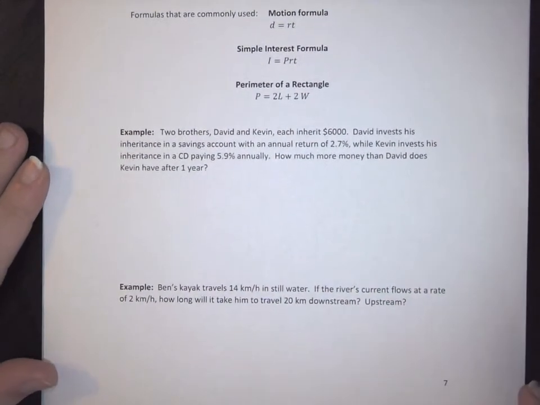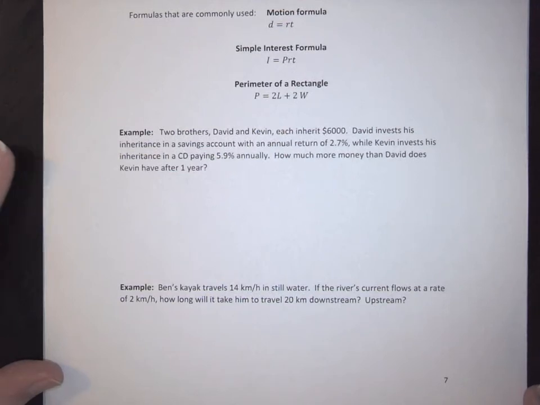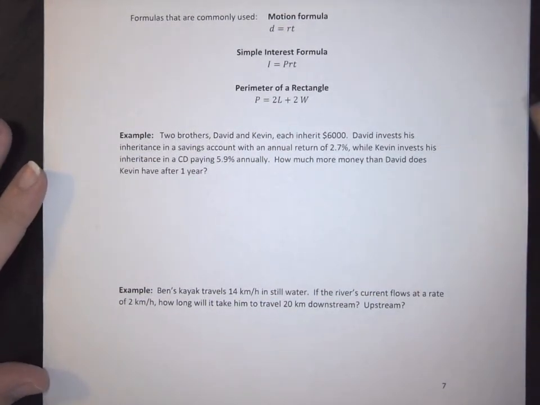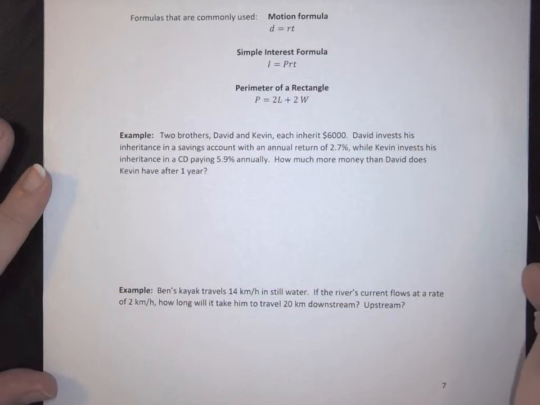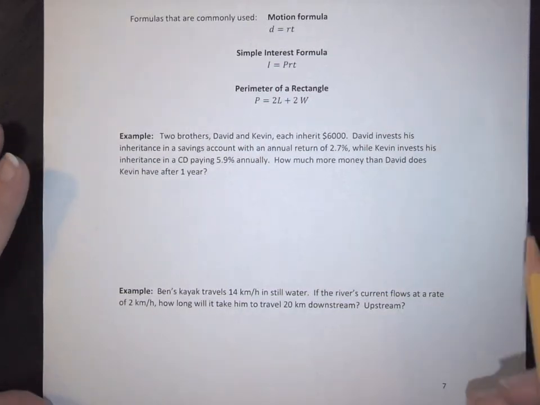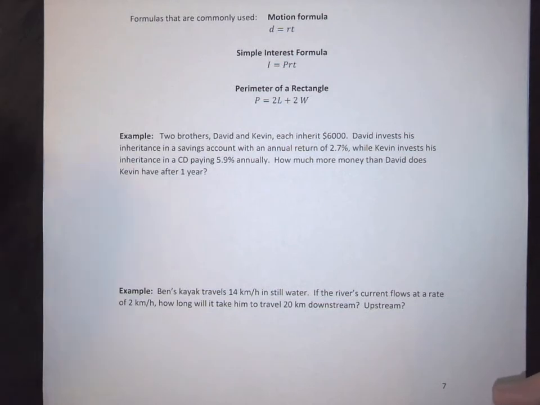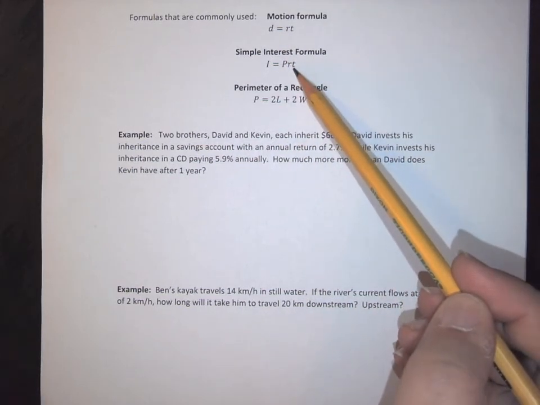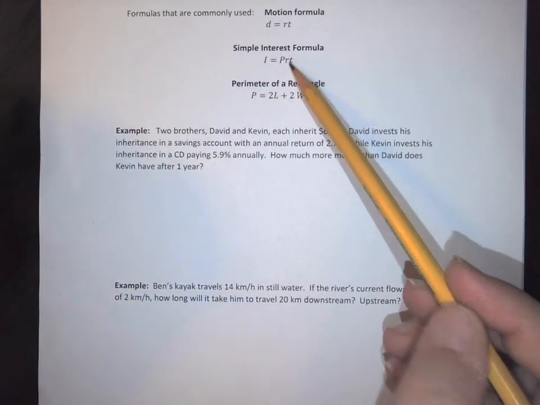So the first one says that you have two brothers, David and Kevin, that inherit $6,000. David invests his inheritance in a savings account with an annual return of 2.7%, while Kevin invests his inheritance in a CD paying 5.9% annually. How much more money than David does Kevin have after a year? So the first thing I have to do is calculate how much each brother ends up making, and we're looking at interest, so we're going to use this interest formula and try and calculate how much each brother made in interest.